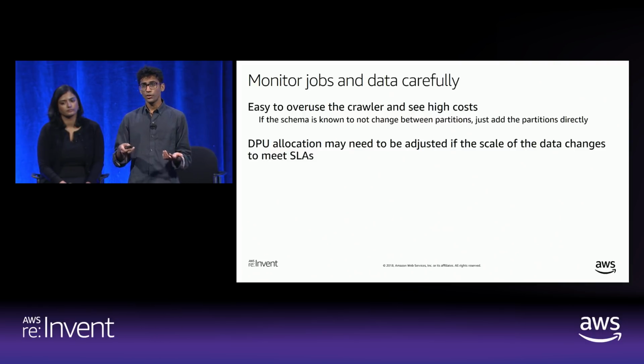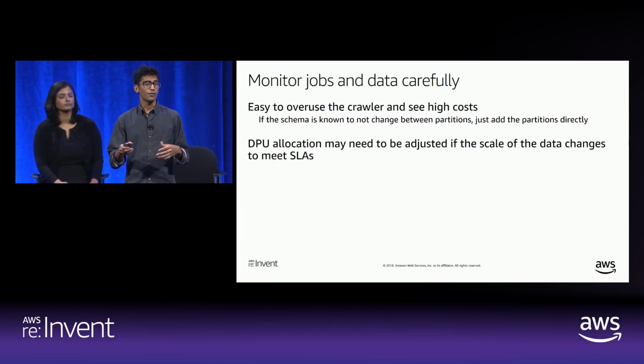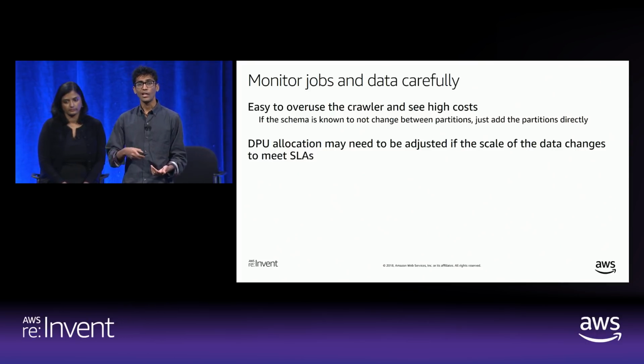If the schema that you know does not change, you can just add partitions directly and not wait for the crawler to detect these, because you already know what the data is going to look like. In addition, as you start monitoring your SLAs and you start seeing that your data grows, you might start seeing your jobs take longer, and you need to adjust the DPU allocation that you have for your jobs on the fly. So it's very important, even though this is serverless, to really have your eye on all of these metrics so that you're tuning this and making sure that downstream customers aren't impacted as your data grows.